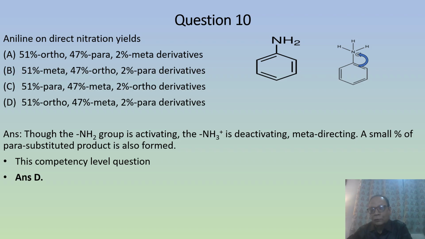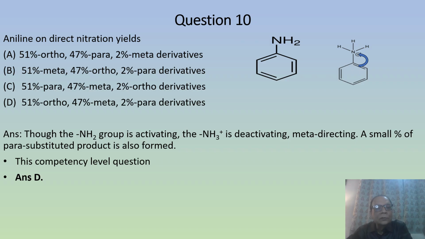And this is a competency level question. Aniline on direct nitration yields 51% ortho, 47% para, and 2% meta derivatives. The explanation here is that this NH2 activates the benzene ring, so ortho and para isomers will be formed.